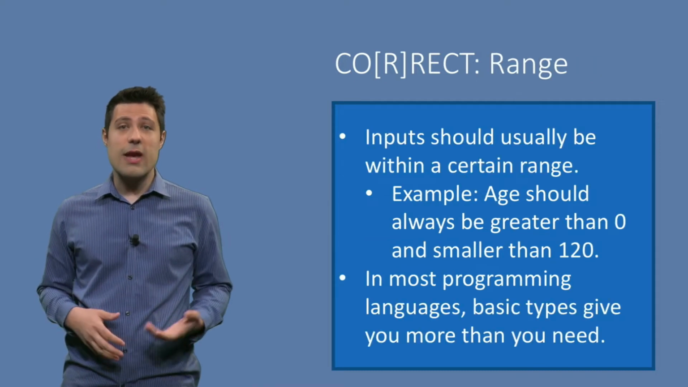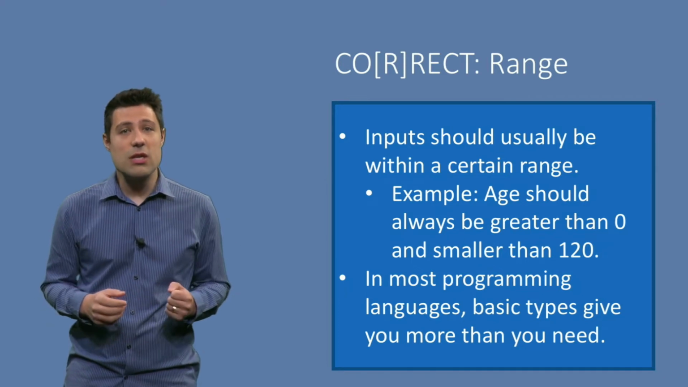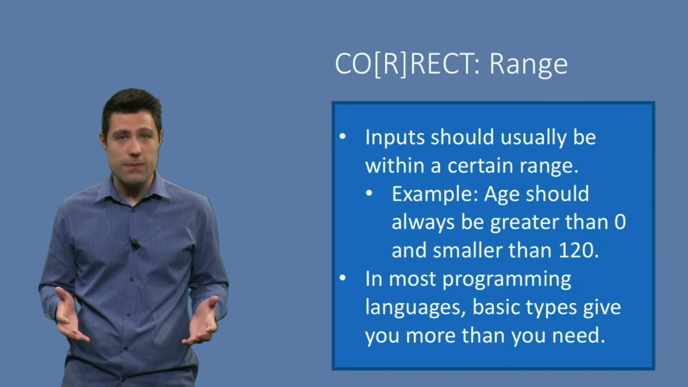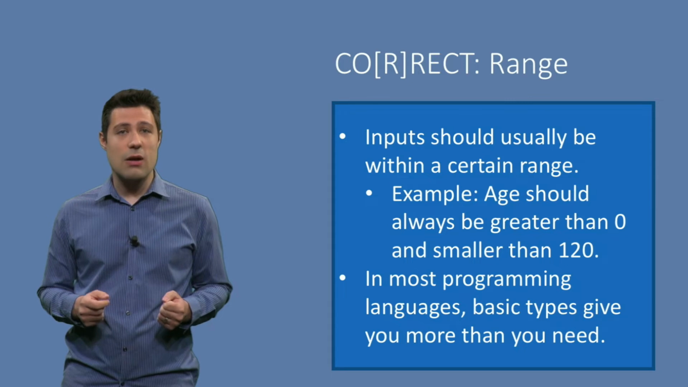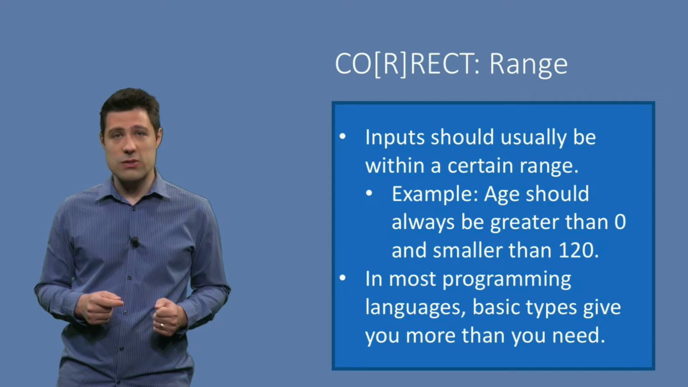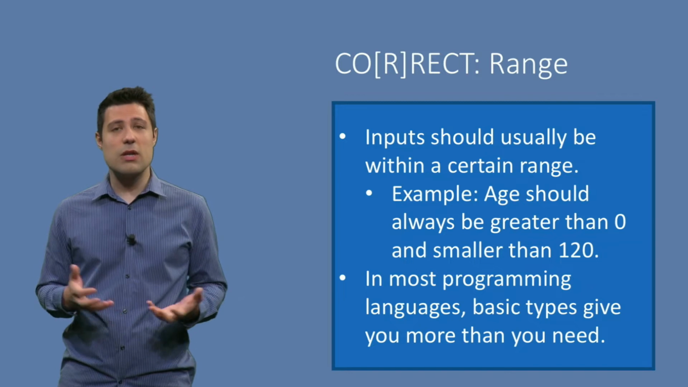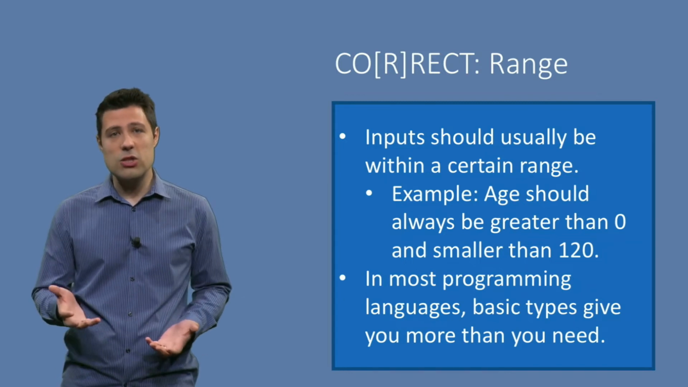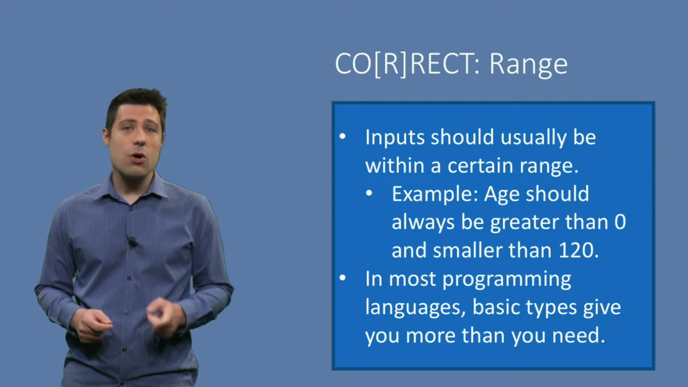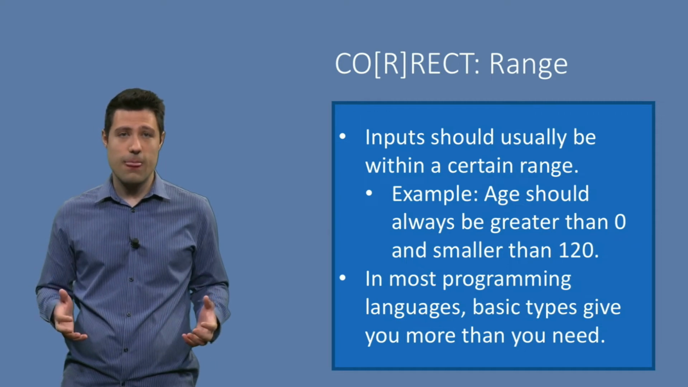The next R, range, is about inputs that are usually within a certain range. For example, if you receive age, age should always be greater than 0 and smaller than, let's say, 120. So what happens if you provide numbers that are outside of this range? The book even discusses a very specific topic, which is, in most programming languages, every time you use a basic type, the basic type provides you more than you need. For example, you need to store age, you use an integer, and the integer can store a very large number. So make sure that you're really testing what happens to your input if it's outside of the range.